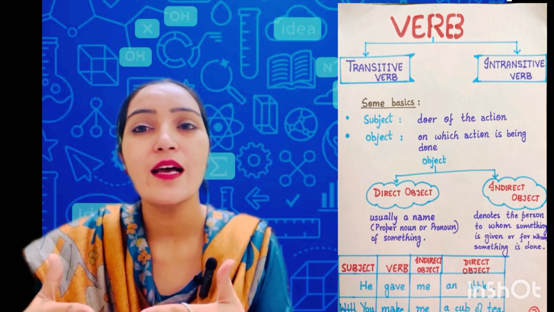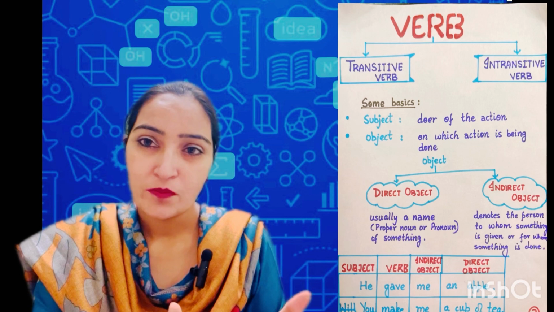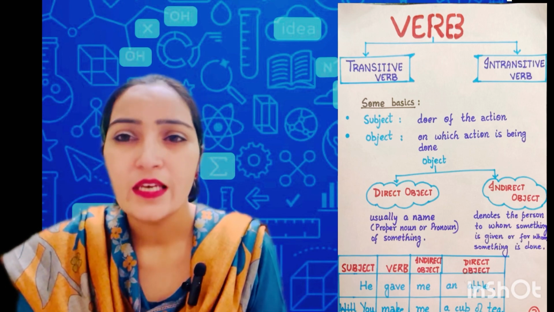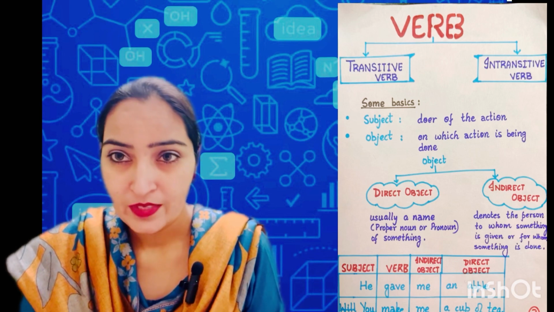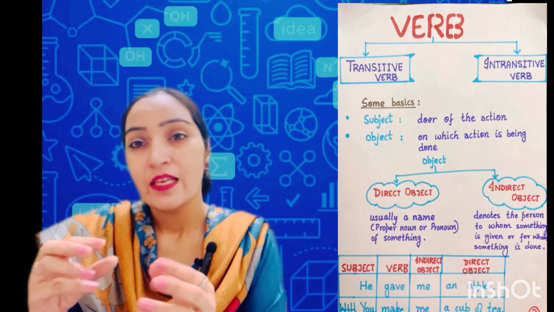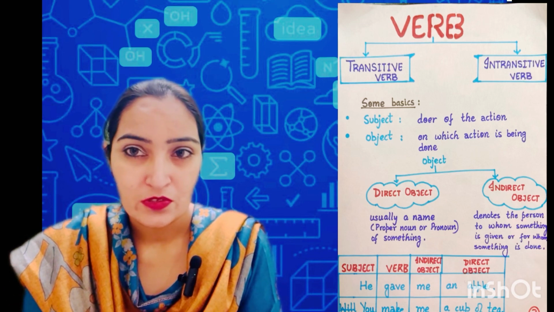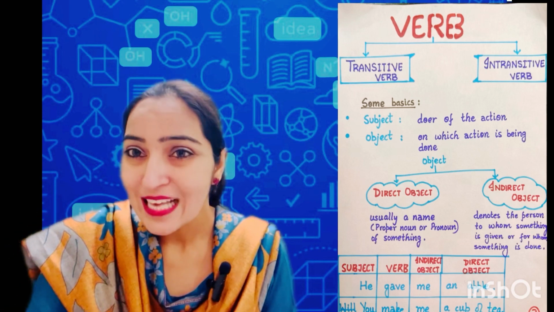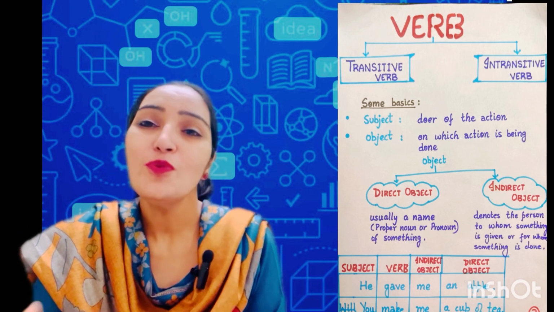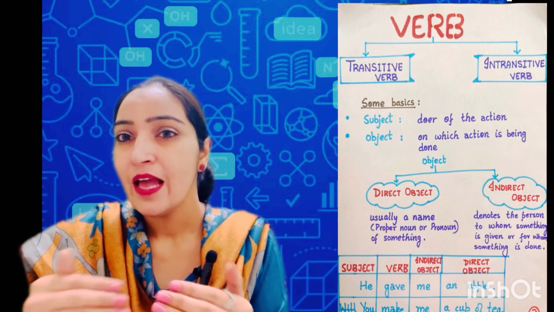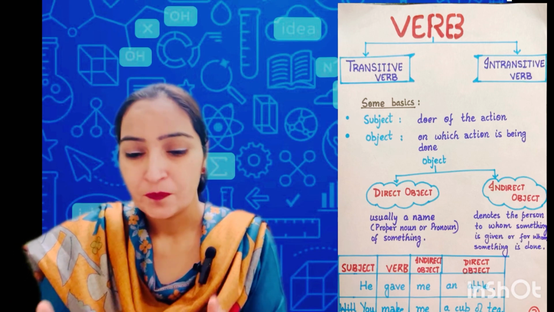And object is further classified into two types, direct object and indirect object. So direct object is usually a name or a pronoun, right? It will be clear from the examples, right? Let's discuss about indirect object first. Indirect object denotes the person to whom something is given or for whom something is done. Let's take an example and let's try to understand this concept.